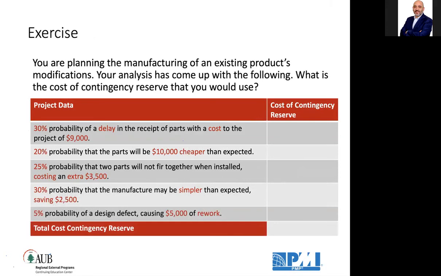Exercise. You are planning the manufacturing of an existing product. Modification. You are updating a product. Your analysis has come up with the following risks. What is the cost of the contingency reserve that you would use at the end? Yani شو net of your contingency exposure? You have 2 minutes. I gave you the hints in red.